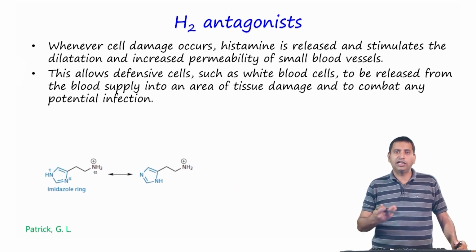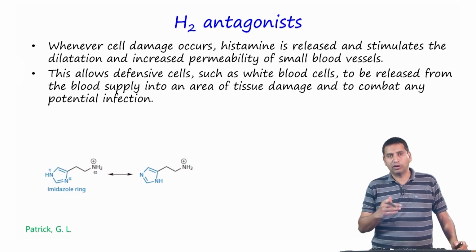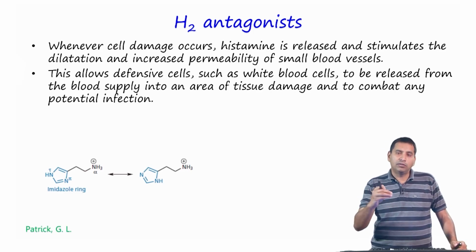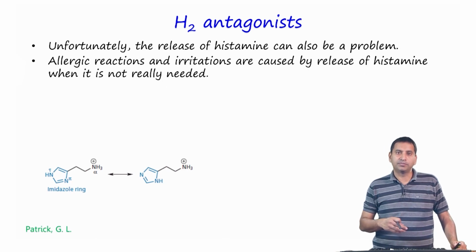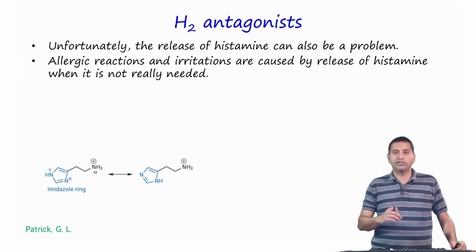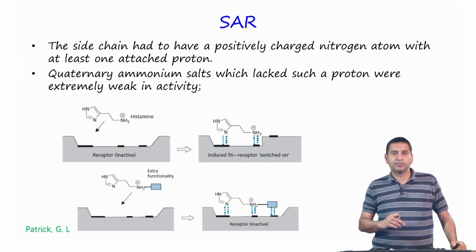Whenever cell damage occurs, histamine is released in the proximity, and it stimulates the dilation and increases the permeability of small blood vessels. That allows defensive cells such as WBCs to be released from the blood supply to repair the tissue damage and combat any potential infection. Unfortunately, the release of histamine is also a problem, because a number of allergic reactions and irritations are caused by the release of histamine when it is not really needed.